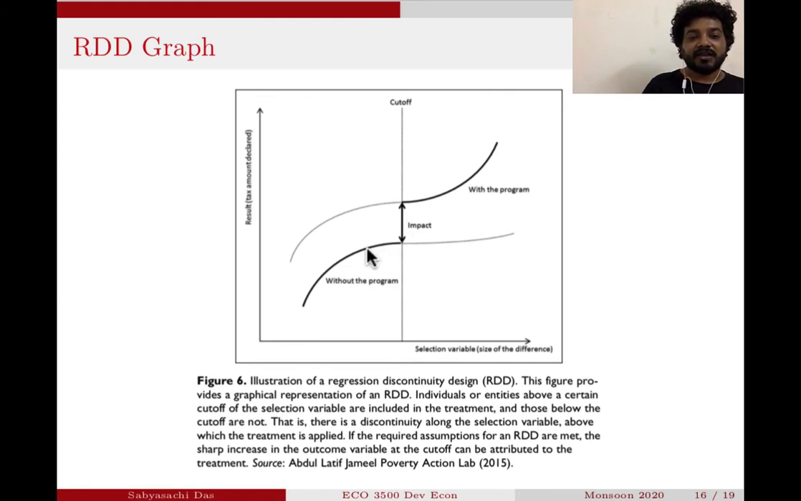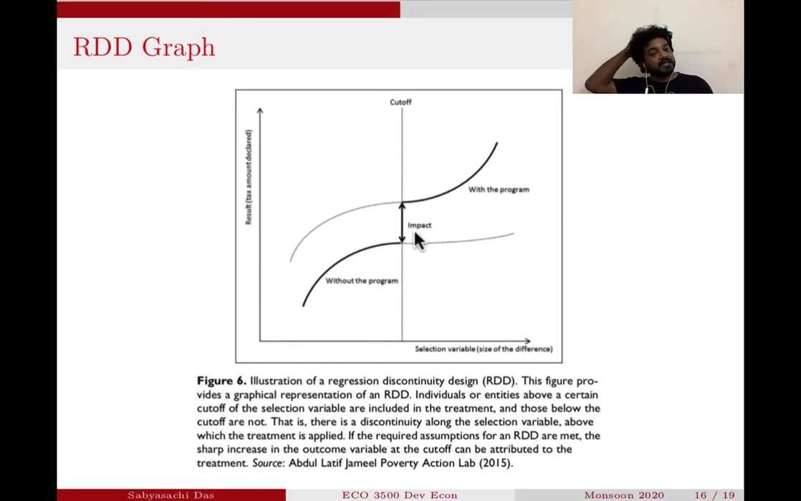The idea being that, again, you have to think in terms of counterfactual. So what is the assumption? The assumption is if this treatment hadn't happened to all these observations, their outcome variable would have moved continuously like this. Okay, because these guys got this treatment, it jumped here. So hence this is the causal effect of the treatment on the outcome variable.